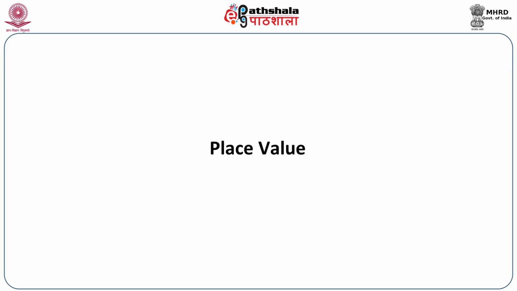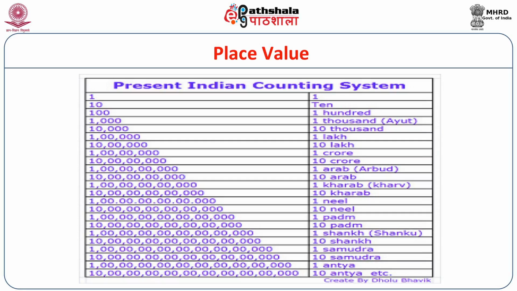It is also a place value system where 1 is unit, 10 is 1 and 0, 100 is expressed by 1 and 2 zeros, 1000 is expressed by 1 and 3 zeros, and similarly you can express any number by adding zeros.